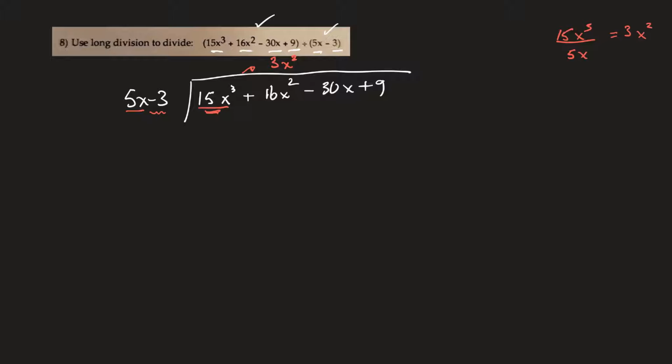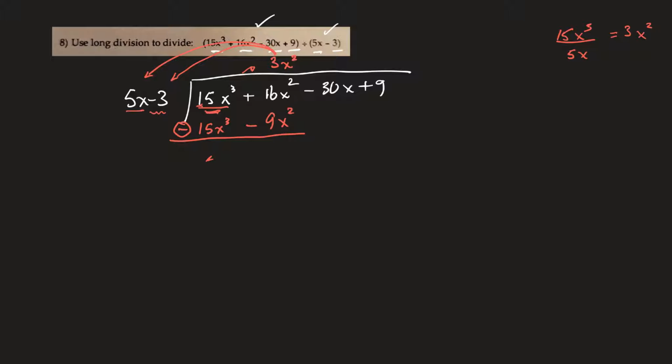So 3x squared. Now, my next step is to multiply that by each term in the divisor out there. So 3x squared times 5x is going to give me 15x cubed, which is what I thought. And then 3x squared times negative 3 gives me a negative 9x squared. Okay, now I subtract. And I like to put a subtract out front with a circle around it to remind me that I'm subtracting. So 15 take away 15 is nothing there.